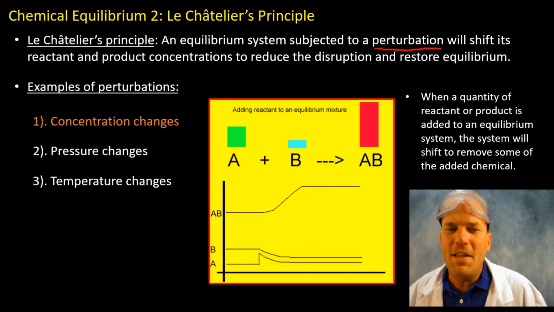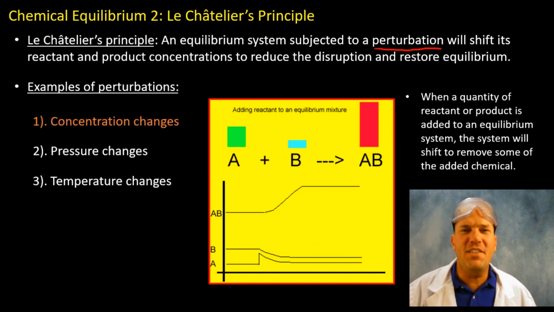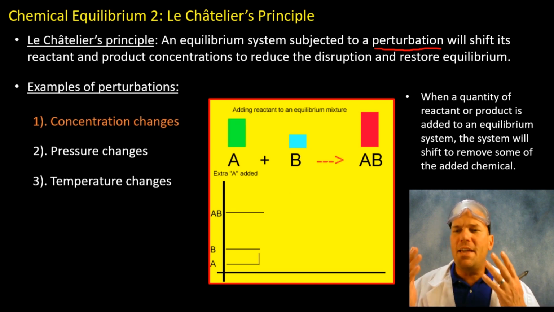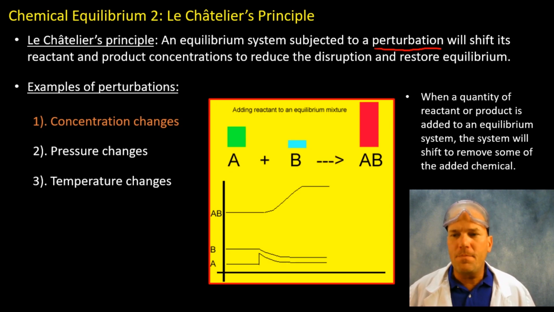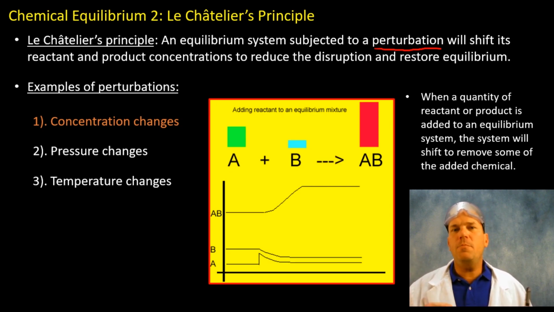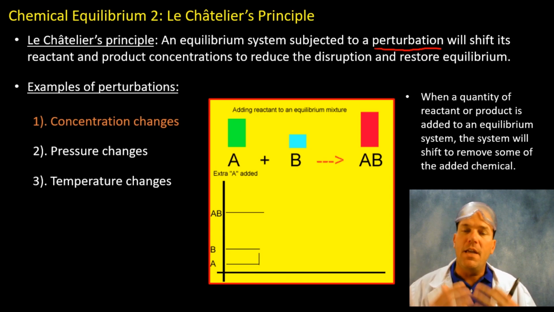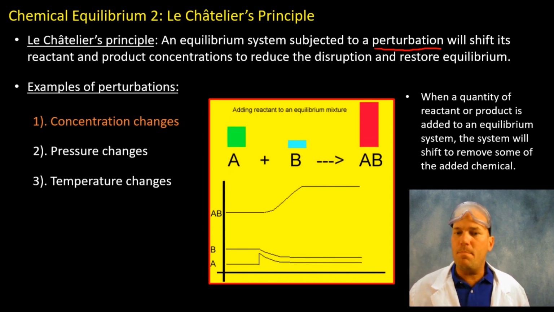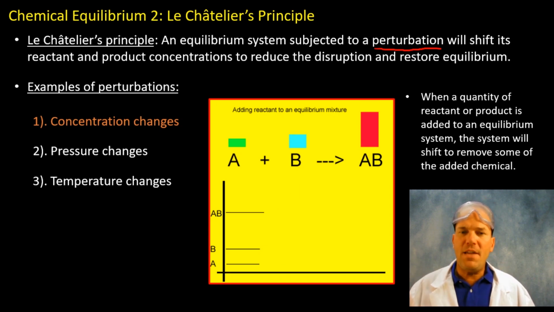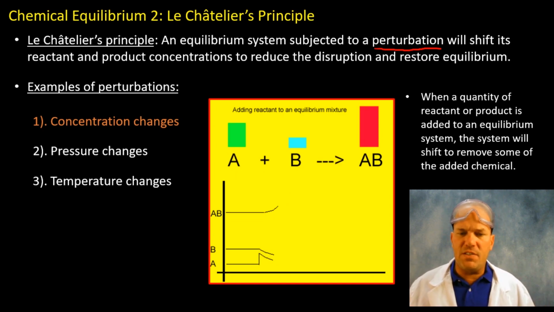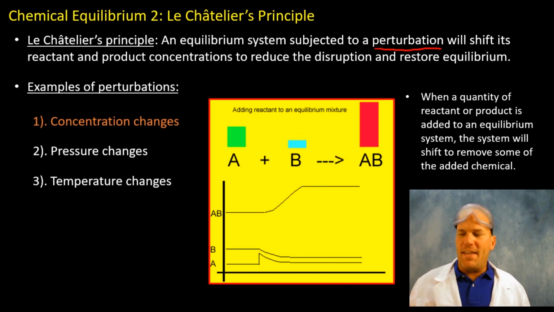Let's look first at how concentration changes can perturb a system in chemical dynamic equilibrium. When a quantity of a reactant or product is added, the system will shift, and that shift will occur to remove the added chemical. Let's look at this graphically, in which we have our reactants A and B combining to yield a product AB. In this animation, we have added reactant to the equilibrium system. We're going to add A.